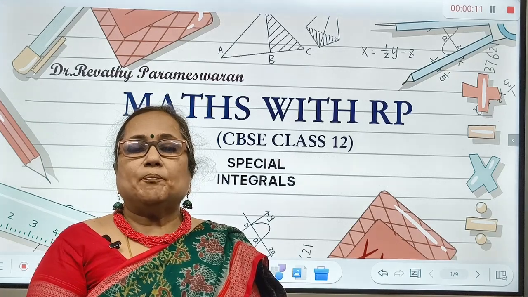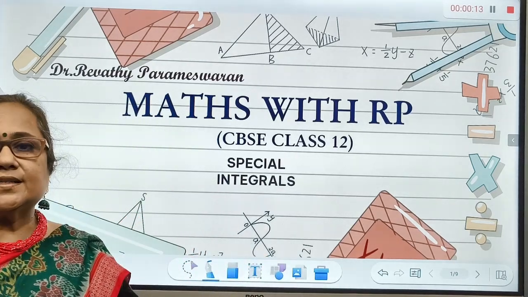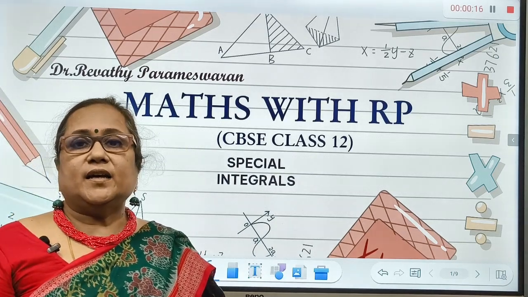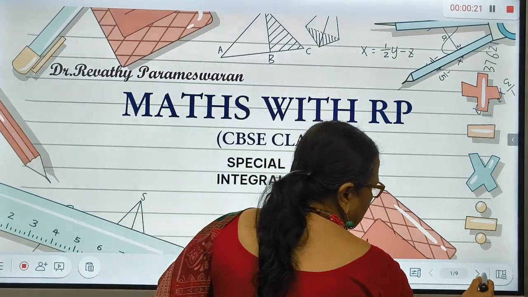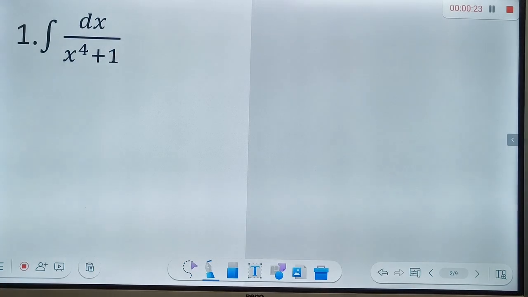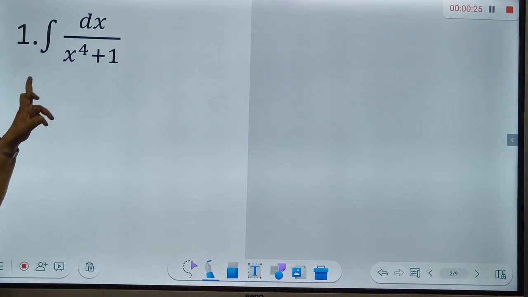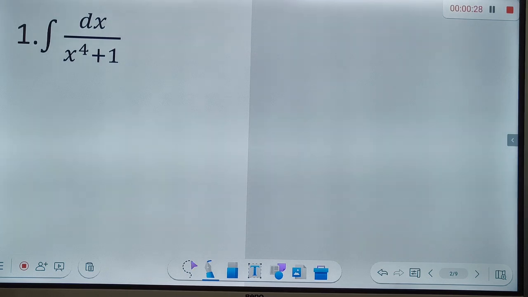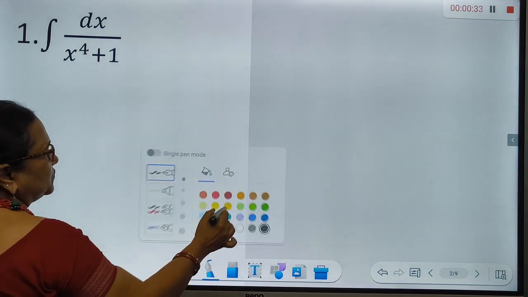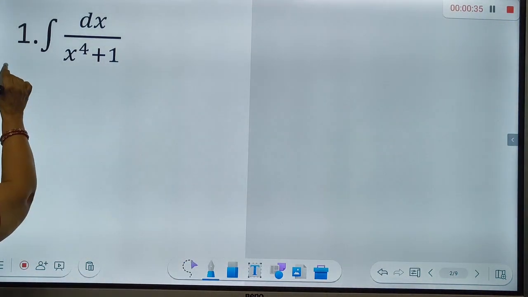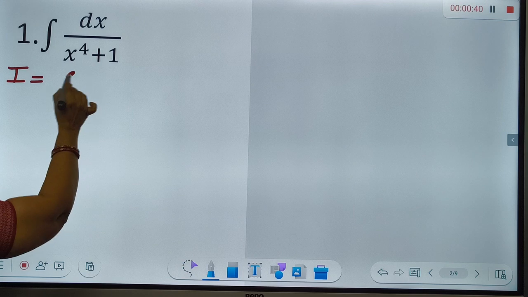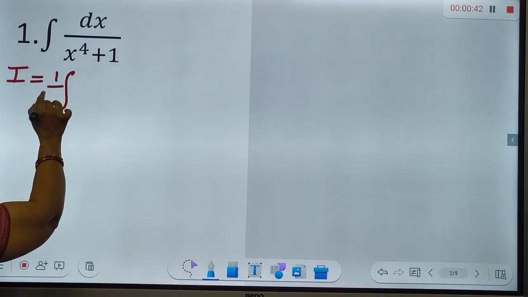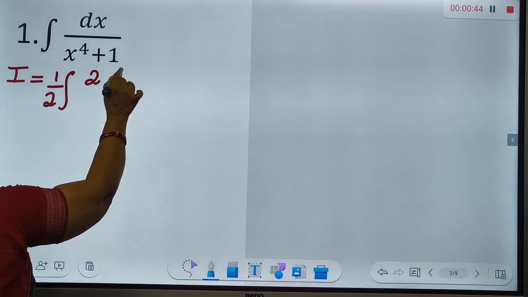Today we are going to look at a particular kind of integral and how a specific technique helps us to resolve the integral of such functions. We are going to learn how to integrate functions of this type, dx by x power 4 plus 1. I'm going to use a particular technique. I'll call this I equal to integral of dx by x power 4 plus 1. I'm going to multiply and divide by 2.